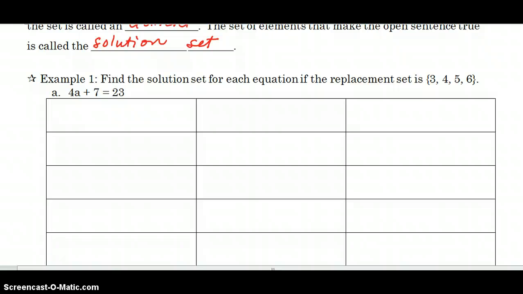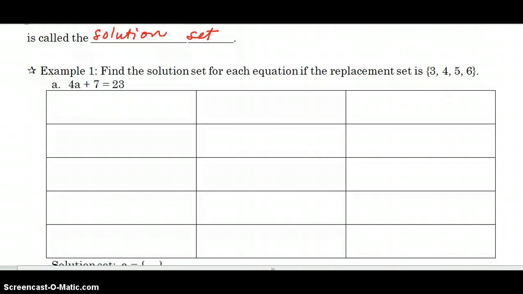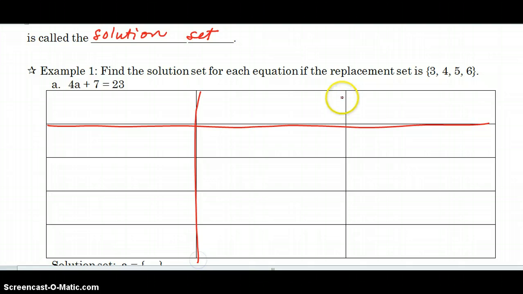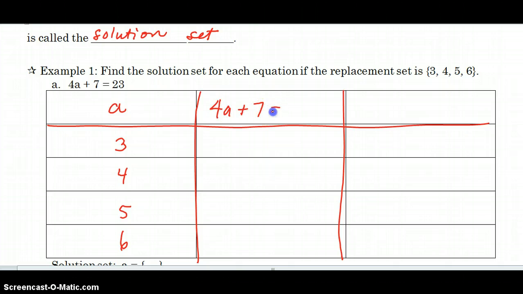Alright, let's look at the mathematics of it all. Find the solution set for each equation if the replacement set is 3, 4, 5, and 6. So we're going to make a table. And if this was your paper without a table provided, I would want you to make a table here like I have. A is what we're going to be plugging in, and it looks like we're going to be plugging in 3, 4, 5, and 6. The open sentence is 4a plus 7 equals 23. This is also known as an equation.